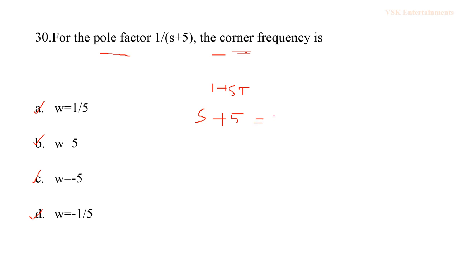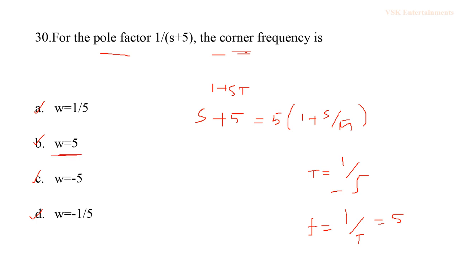For converting this, we take 5 as common, then we get 5 into 1 plus s by 5, and here tau is equal to 1 by 5. We know frequency is equal to 1 by tau. Substituting this tau value, we get the corner frequency as 5 radian per second. So option B is the right answer for this bit.